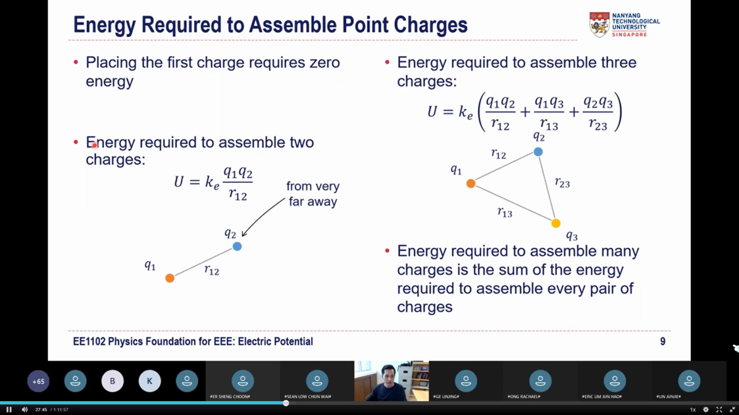Now, that charge is already there. Now you want to bring in the second charge. How much energy is required?